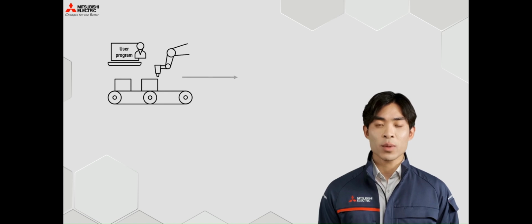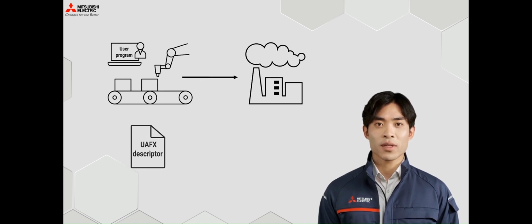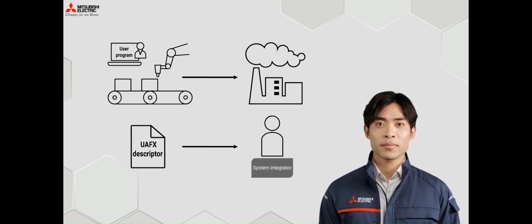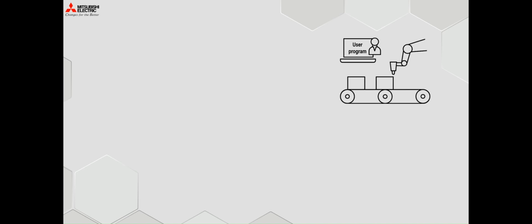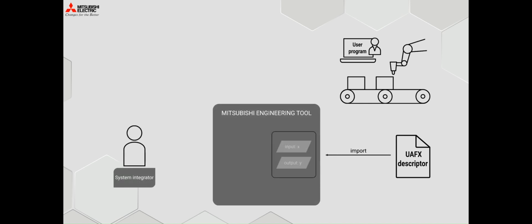The machine is shipped to its destination, and the UAFX descriptor files are delivered to the local system integrator for further configuration. At the factory, orchestration of the equipment will be realized using Mitsubishi controllers. The UAFX descriptor files are imported to the Mitsubishi engineering tool, revealing interfaces of the installed equipment in a graphical form. The system integrator programs the orchestration logic, including control and feedback variables, which are aligned with equipment's input and output variables based on the UAFX descriptor files.